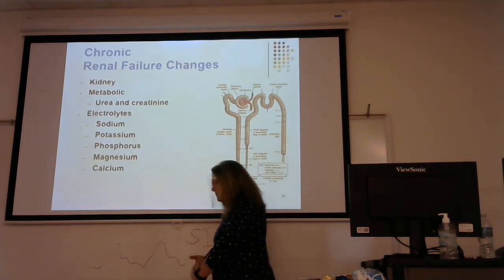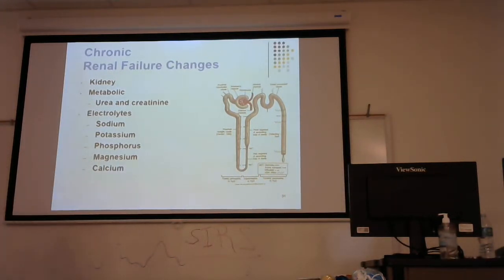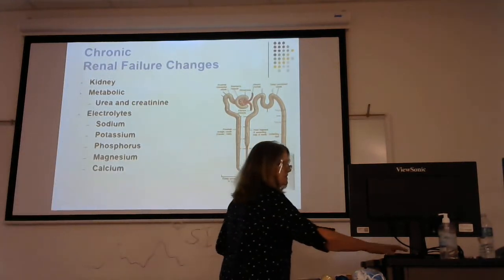And if we have metabolic acidosis and our kidneys aren't working, how does our body try to get rid of that extra acid? Blowing it off. Blowing off those hydrogen ions. So the Kussmaul breathing. Good.